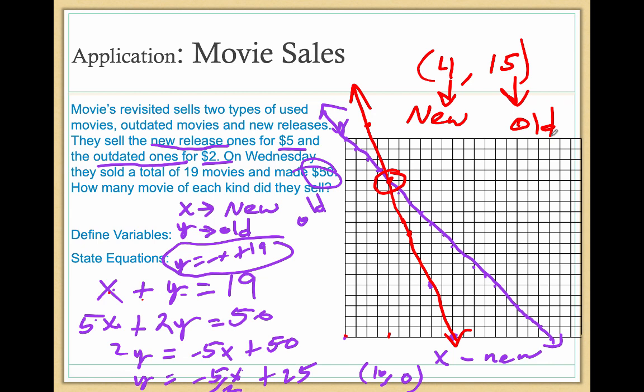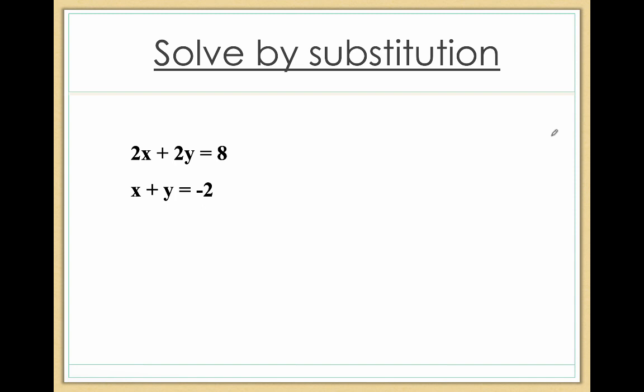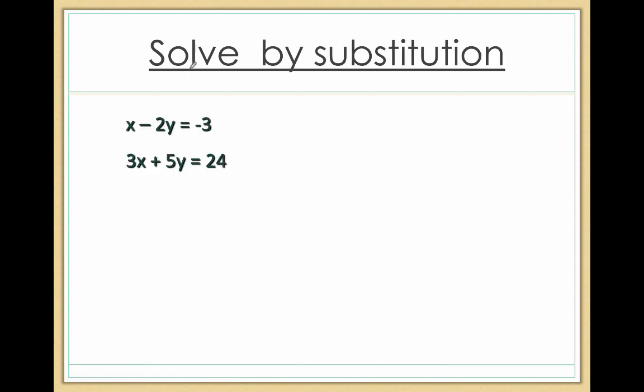We graph them both, find their point of intersection. Sometimes it's going to be hard to find that point of intersection because they're not nice points, which means we need some other methods. Here we go. Substitution. Solving by substitution.